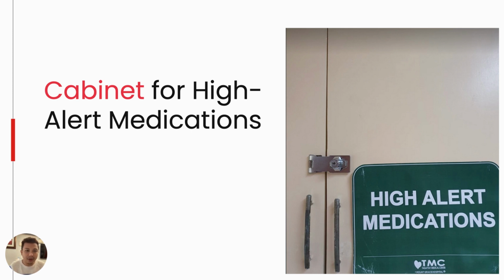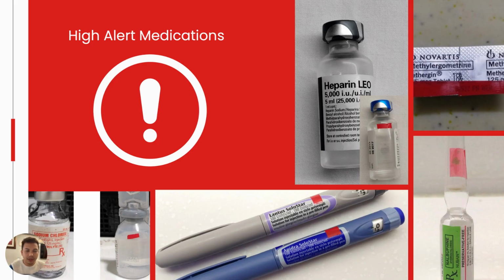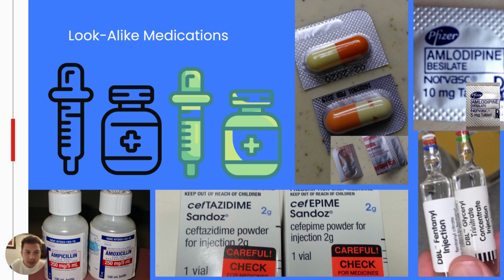So this is an example of our cabinet for high alert medications. And these are the sample lists of HAM, or high alert medications, and look alike and sound alike medications. And these are some examples of high alert medication in physical form. And these are some examples of look-alike medications. You can see that they have the same boxes, and the sound alike medications also have the same packages.